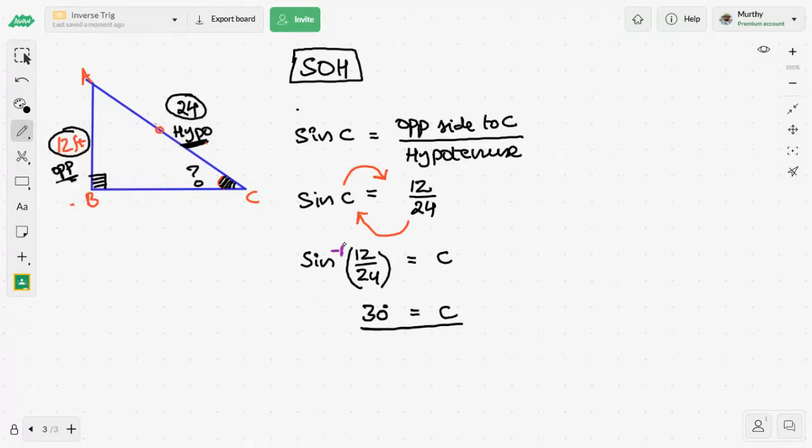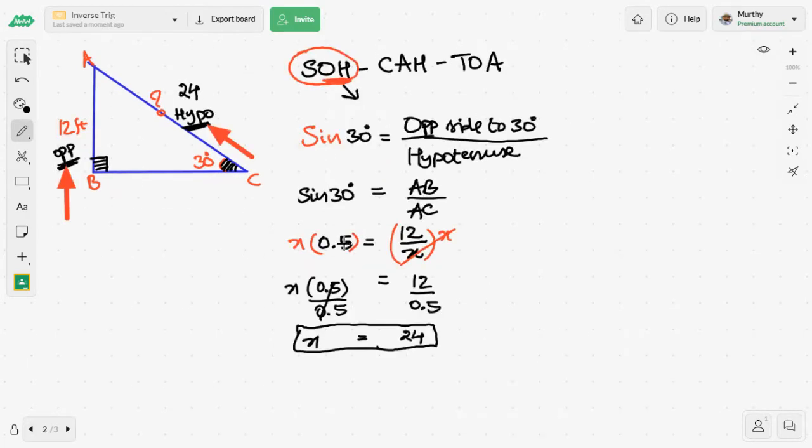By the way, I know that my answer is correct. The value of C is 30 degrees. How do I know? Just go back and see that in the previous question we started with 30 degrees, right? So my answer is correct.